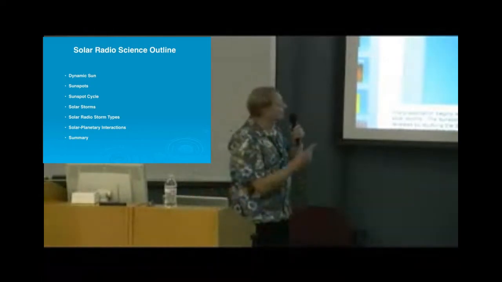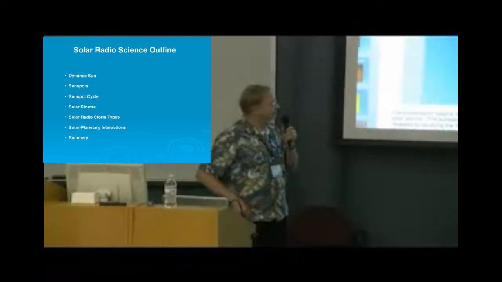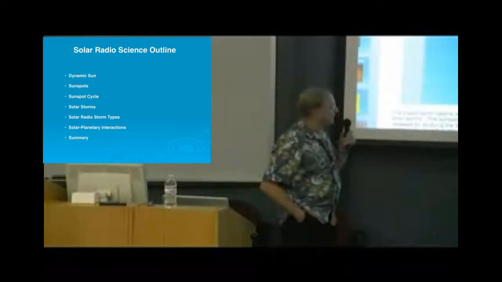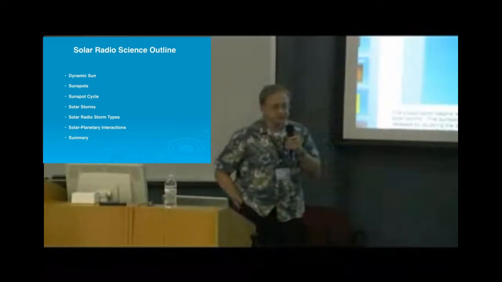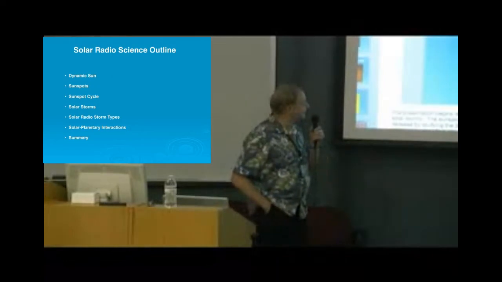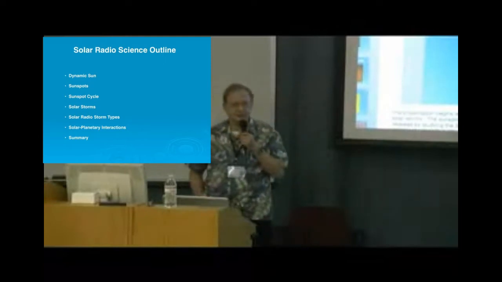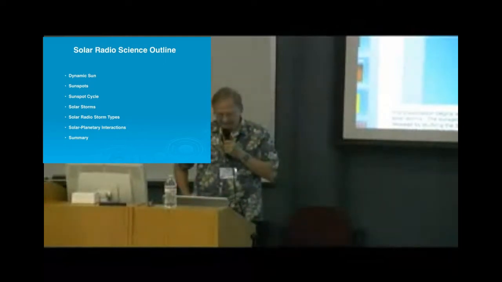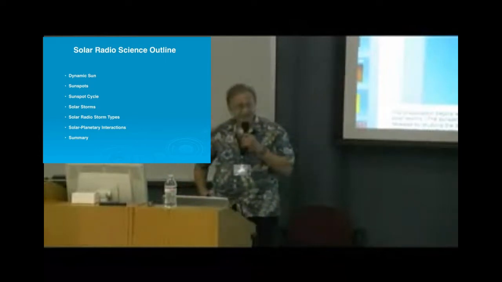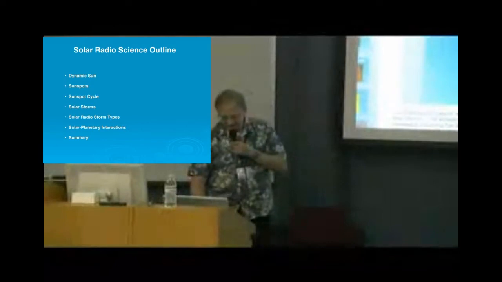So I'll be talking about the dynamic sun and the aspect of sunspots and how that affects what we see. The sunspot cycle, which is going to bite us as we're going through the years now. Solar storms, in particular the things that we usually look for, and the types of solar storms, and finally, the solar and planetary interactions.